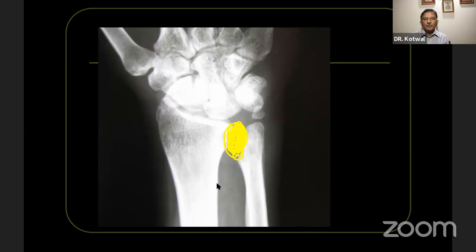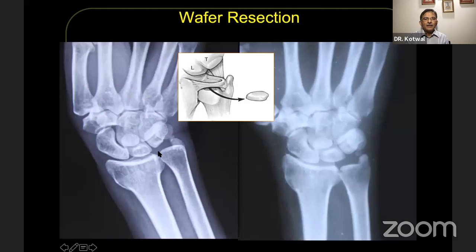Then a wafer resection, for a very slight ulnar positive that is causing impingement. You can take a very small subchondral wafer-shaped bone and just suture it back. It doesn't require any implant, and the mobilization can be early. This definitely relieves the symptoms because you have decreased the length of the ulna.